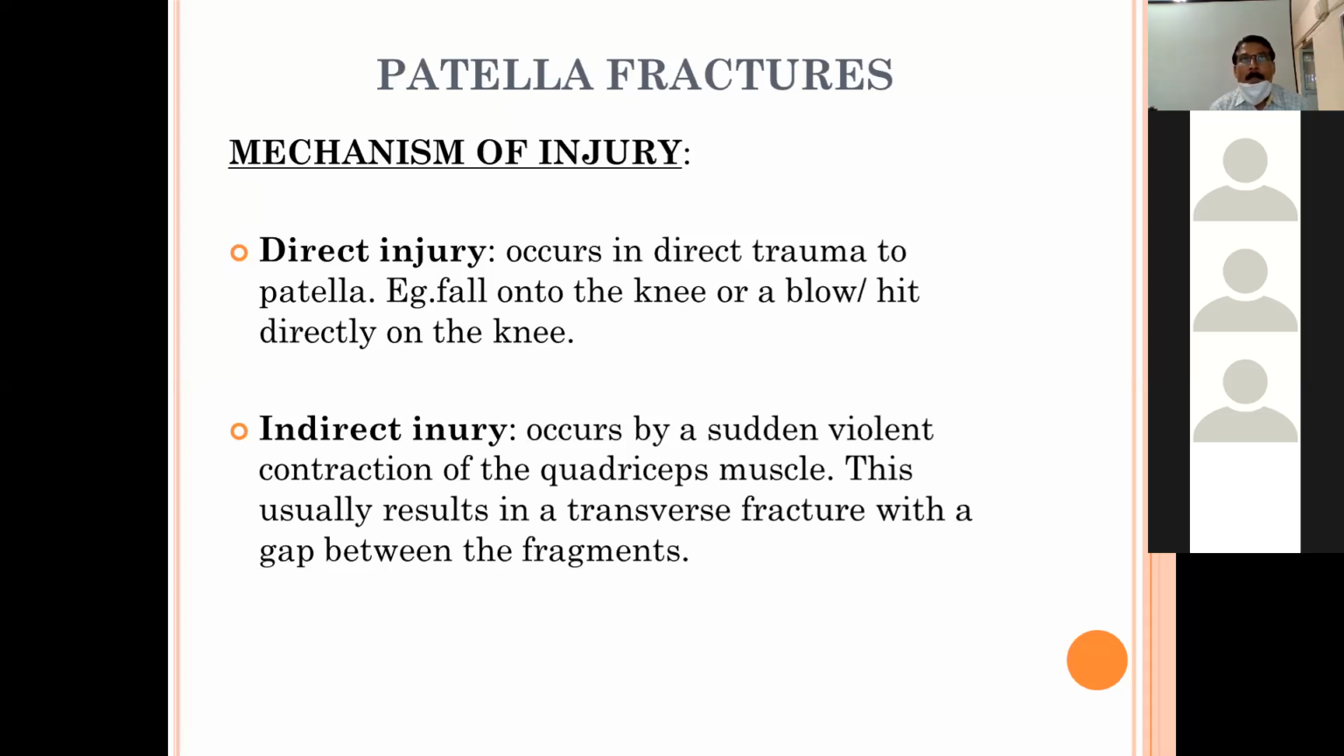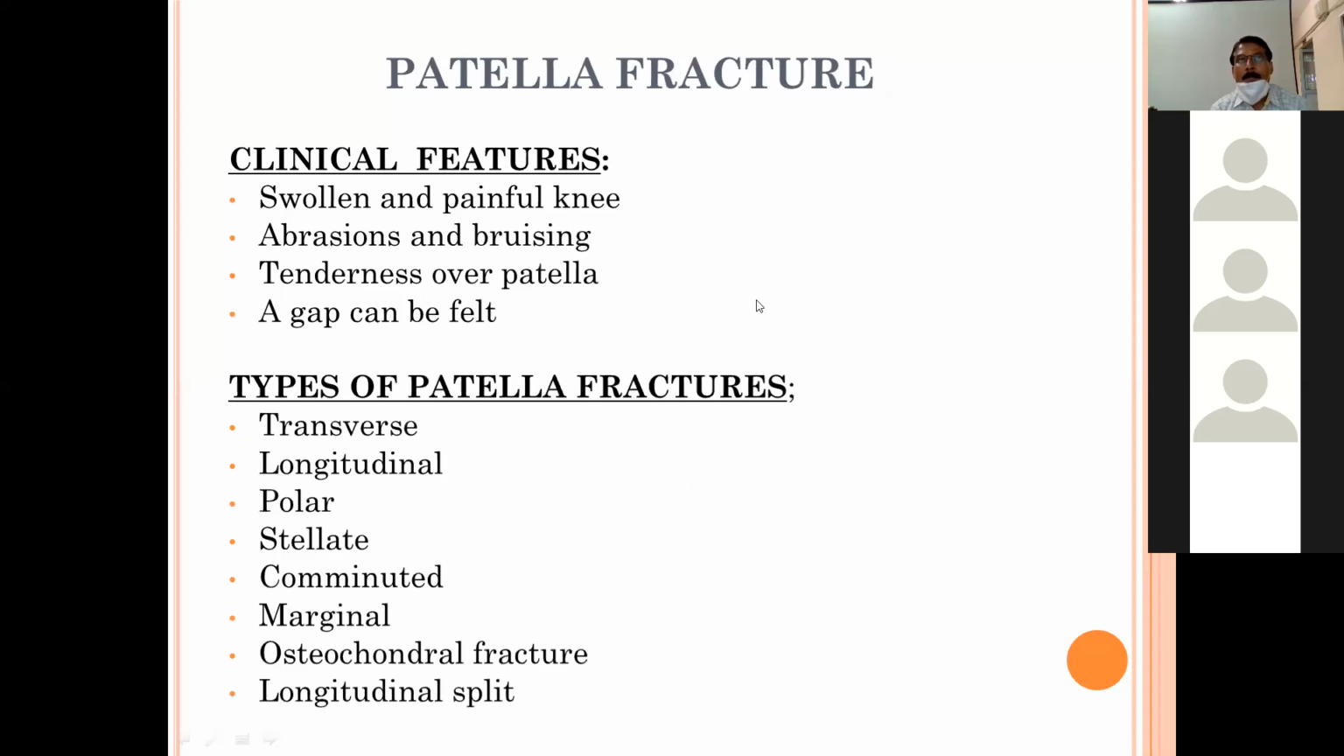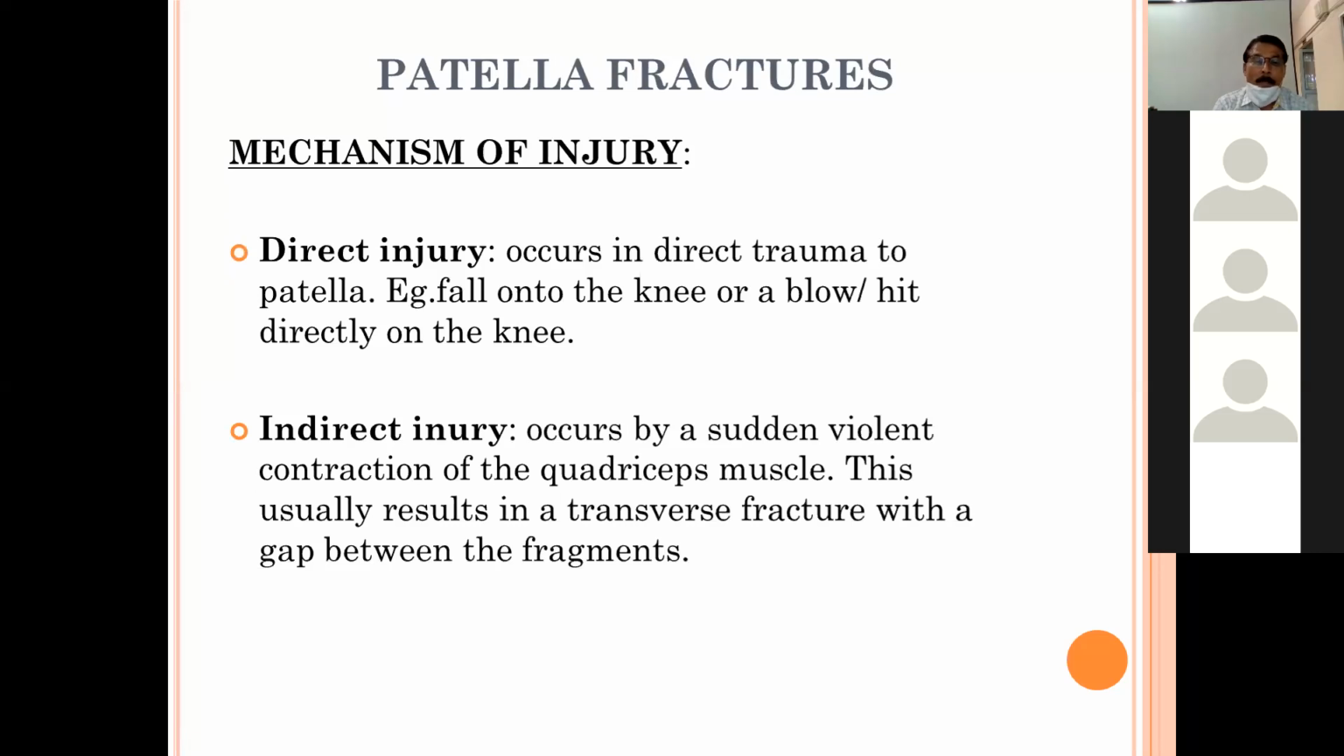Now, how does a fracture patella happen? To have a fractured patella, you must have some sort of force working on it. This force may work on the patella in two ways. One is called direct trauma, another is called indirect trauma. In direct trauma, there is trauma directly to the patella, that is a fall on the knee, or a direct blow of something on the patella itself.